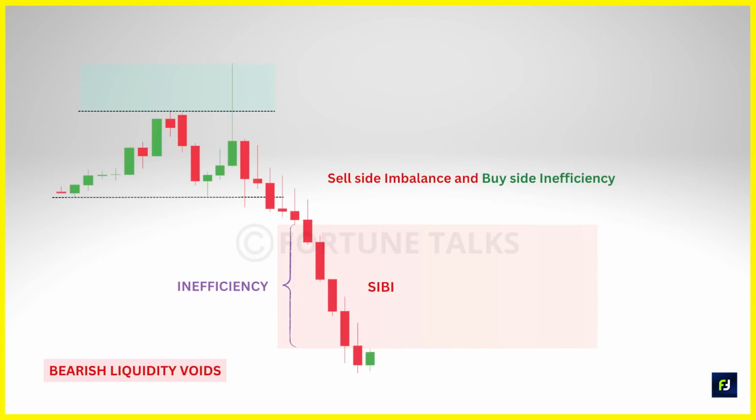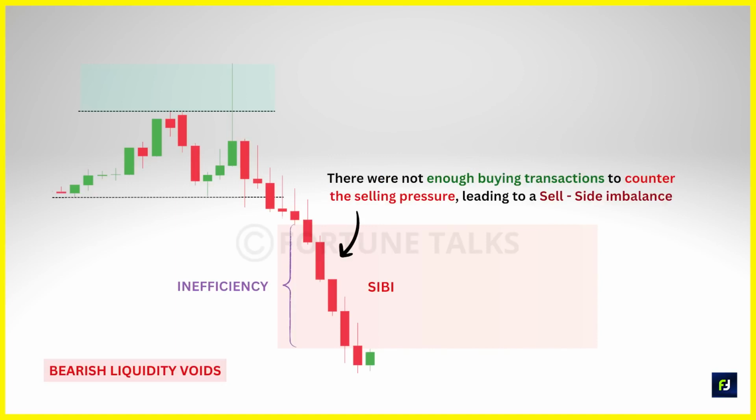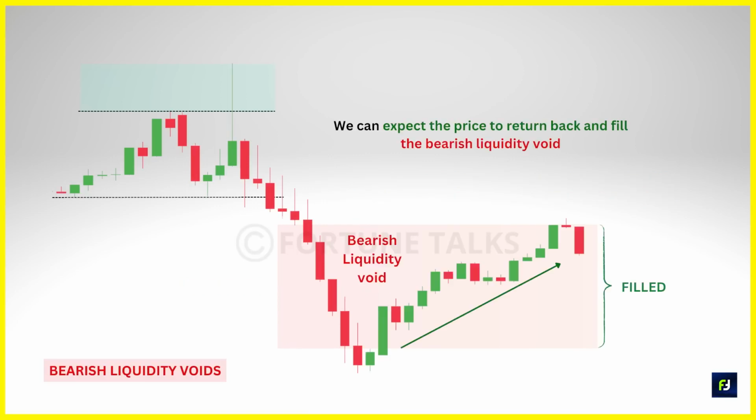CB. I know I have asked you to relate CB and BC to fair value gaps, but the definition of CB and BC holds true for liquidity voids also. This means there were not enough buying transactions to counter the selling pressure, leading to a sell-side imbalance, and the lack in buying pressure remains as an inefficiency that needs to be filled. So we can expect the price to return back and fill this bearish liquidity void that was created.